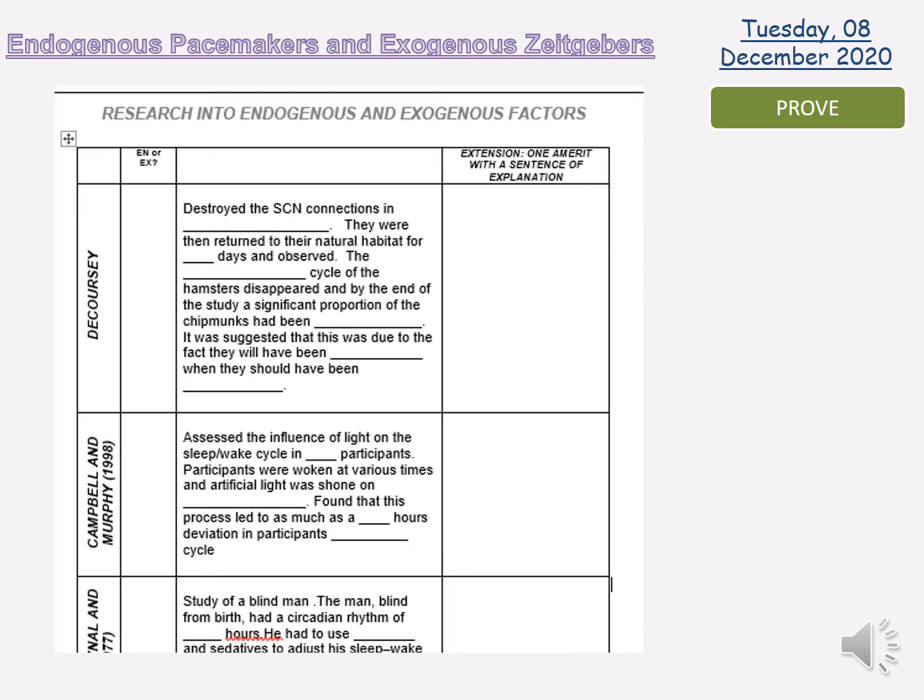In terms of making sure that you've understood this, what would be worth doing is having a look at the studies on here for Decoursey and Campbell and Murphy, trying to fill in the blanks and decide whether it's an endogenous pacemaker study or an exogenous Zeitgeber study. Okay, and then what I want you to do after that is to try and explain what you have just looked at and explain the findings in terms of evaluative points.